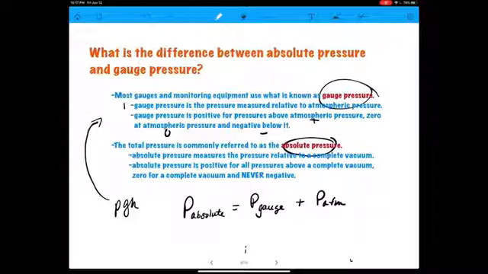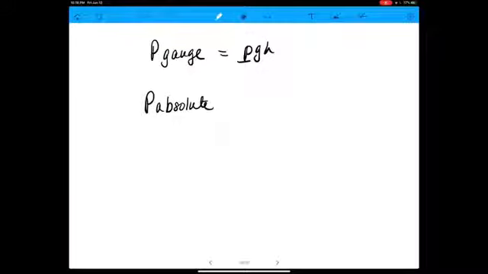For the case of finding the pressure at a depth or a certain height, as we've done in the previous problem, in a non-moving liquid exposed to the air near the surface of the Earth, the gauge pressure and absolute pressure can be found with the same equation that we used before. P gauge equals rho g h, or the density times gravity times height, and then the absolute pressure equals density times gravity times height plus our atmospheric pressure constant.